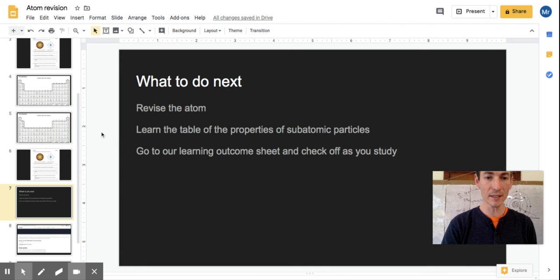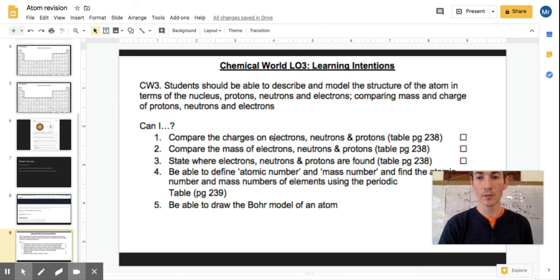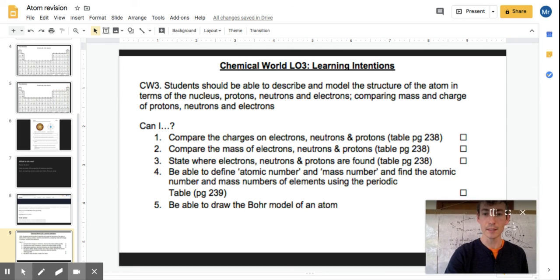So what do I mean by this? Okay, so on my website, go to the study tab and learning outcomes. And here you'll find the study checklist. Do you see that there? And when you click the study checklist, you will find under Chemical World 3 exactly what you should be able to do. Okay, and tick them off as you go.